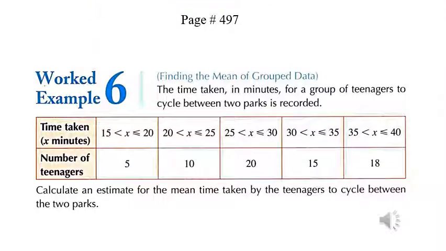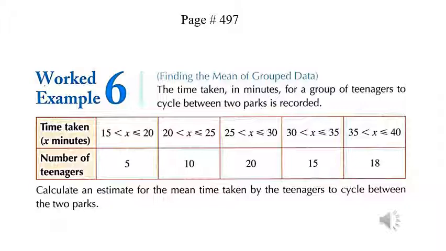On this page we are going to find the mean of grouped data. When the data is given in groups or in classes, then the data is called grouped data. In this example, the data given is grouped data because the first group is 15 to 20, the second class is 20 to 25, the third is 25 to 30, the fourth is 30 to 35, and the fifth is 35 to 40. Worked example 6 on page number 497.